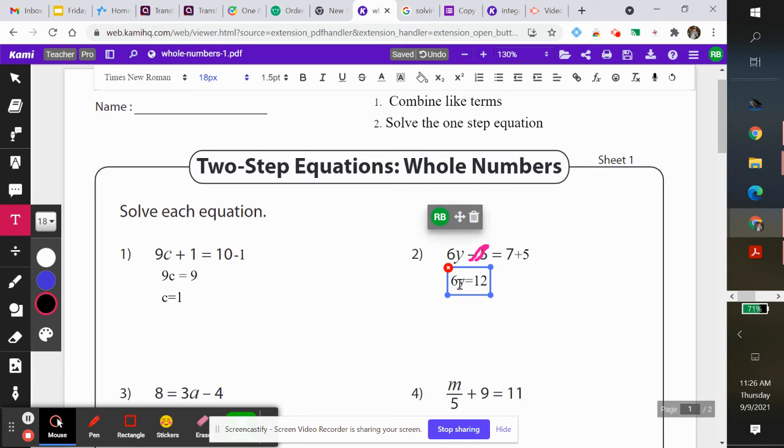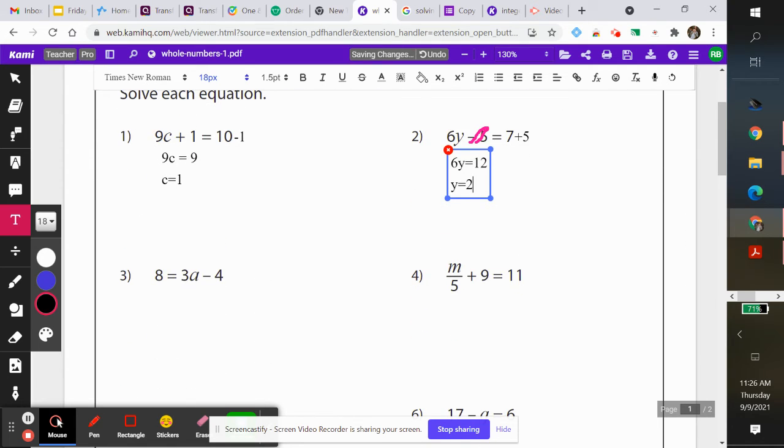Okay, then I'm going to get rid of my 6 by dividing. So I'm going to end up with 12 divided by 6, and I end up with y equals 2. So I'm just doing the inverse operation. Again, it's a lot like the one-step equations. It's just we add an extra step.